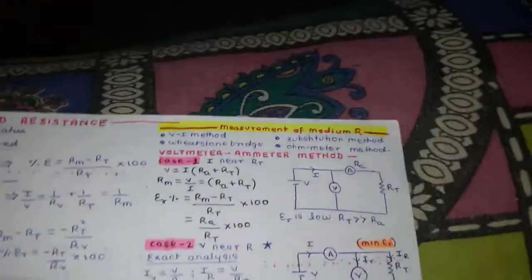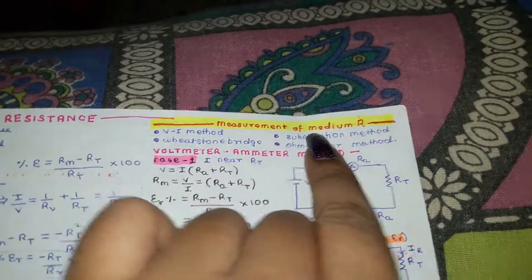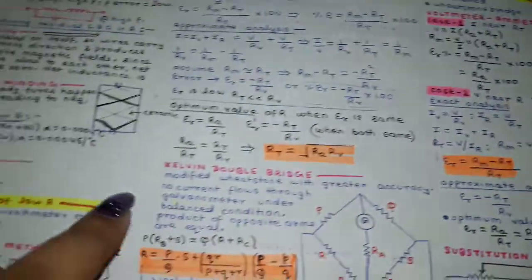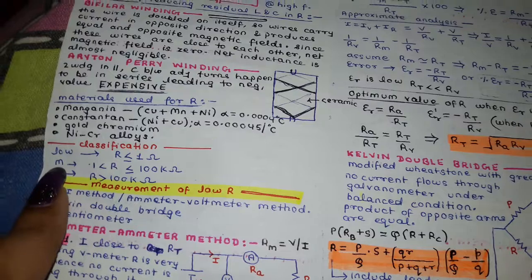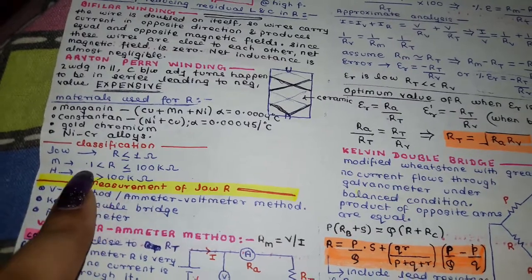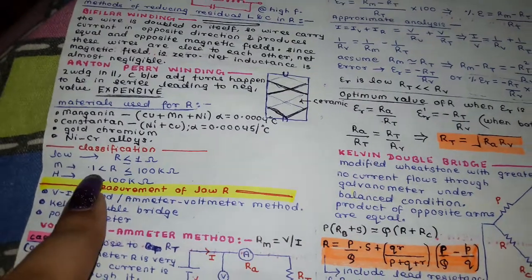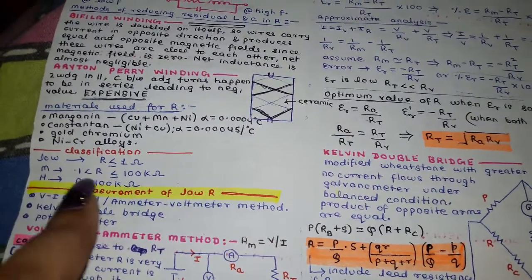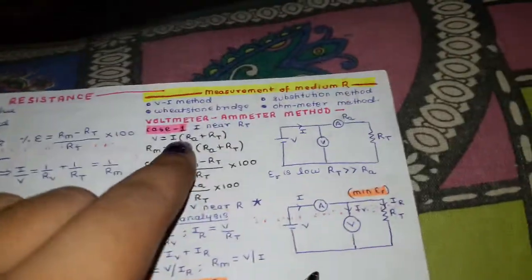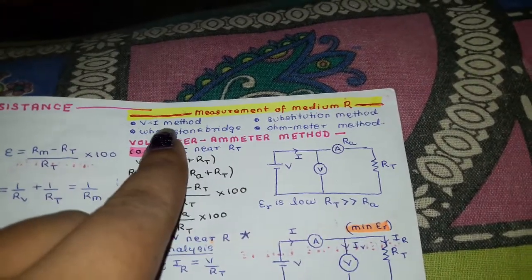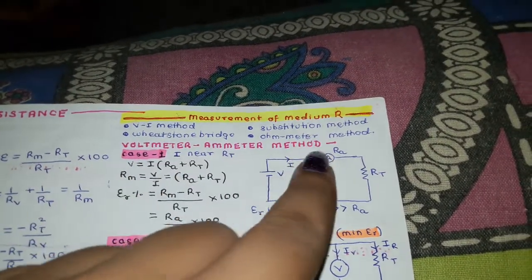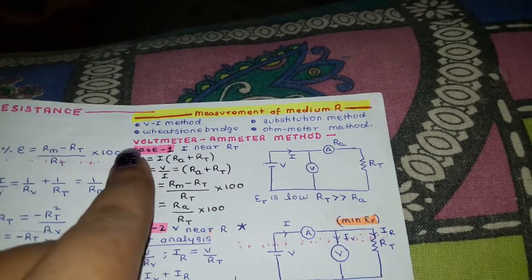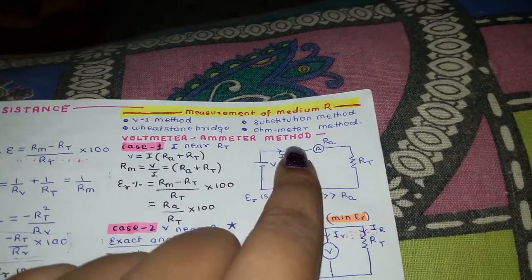Now we are starting off with the measurement of medium resistance. What is a medium resistance? We studied in part 1 that a medium resistance is a resistance value that lies between 1 ohm and 100 kilo ohm. We have 4 methods over here: VI method, substitution method, Wheatstone bridge and ohm meter method. We are now trying the voltmeter method.